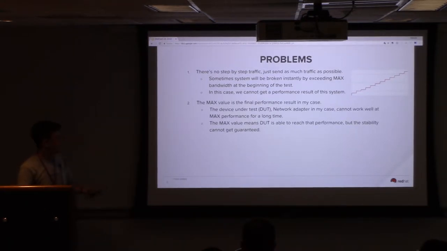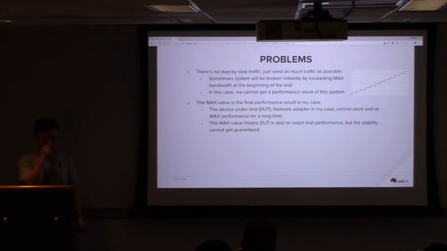The second problem is about the max value. Whether it's iperf, netperf, or something else, they just give you the max value. That means the max performance the network adapter can support. But it is just a max value. The network adapter, in my case, cannot work well at the max performance for a long time. It's just the max, not the working value.